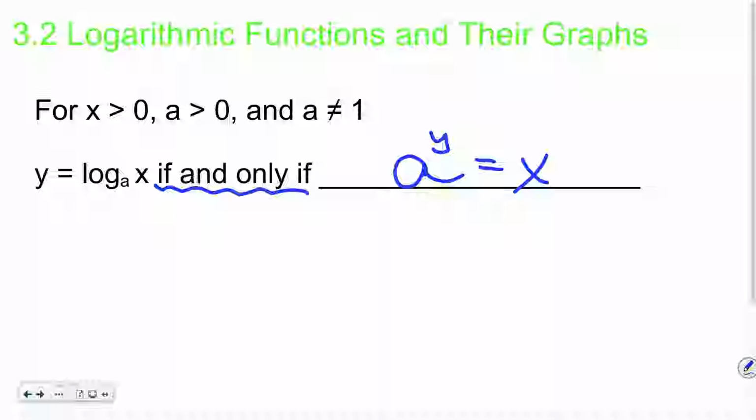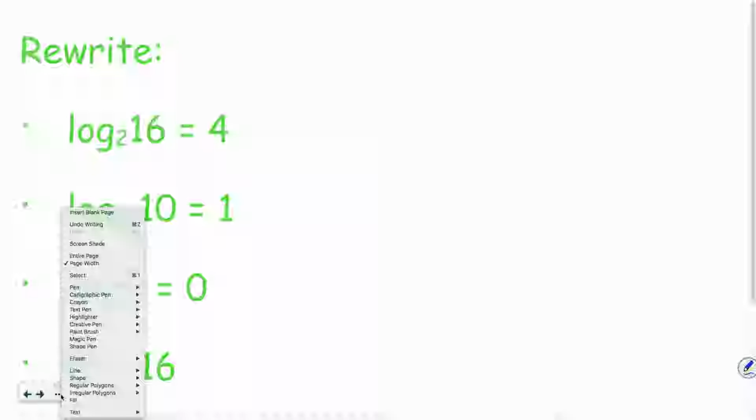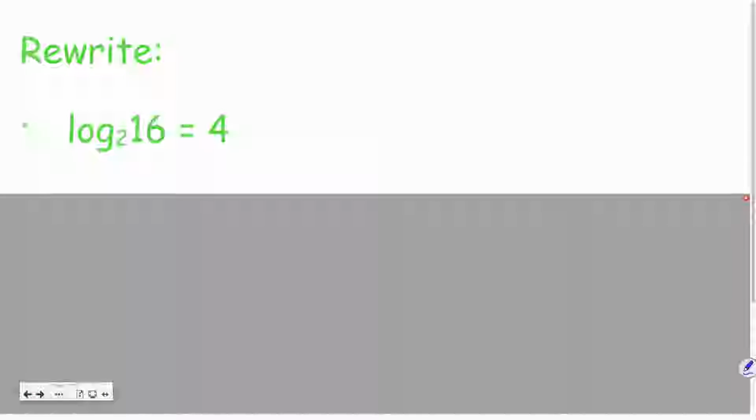So let's just go to some exponents that we'd be familiar with so we can practice rewriting these things. Log base 2 of 16 equals 4. Why is that a true statement? Because 2 to the 4th equals 16.